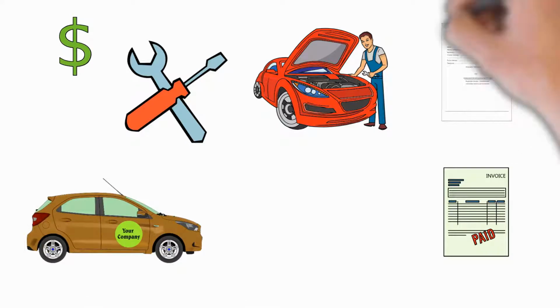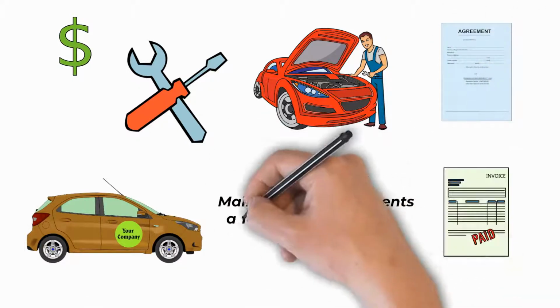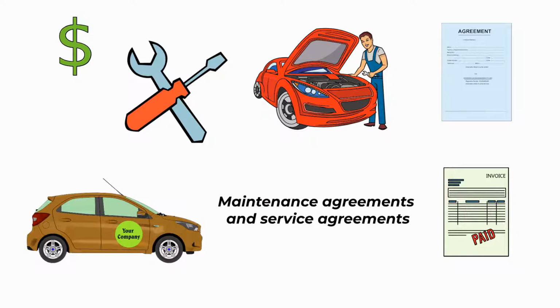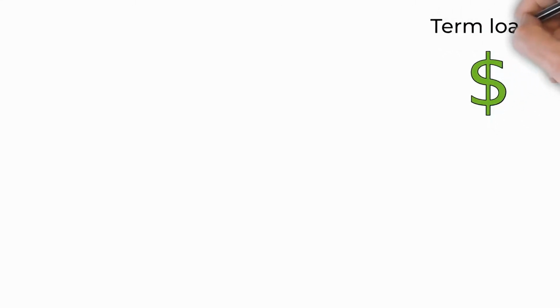There also may be agreements like maintenance agreements and service agreements, things like that, that are also tied into these equipment loans. The next type of loan is a term loan. And term loans are longer in nature.